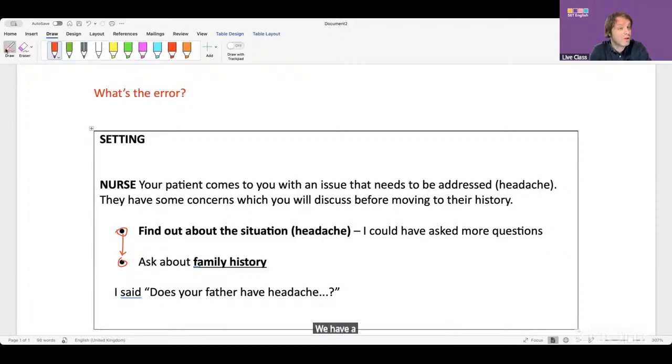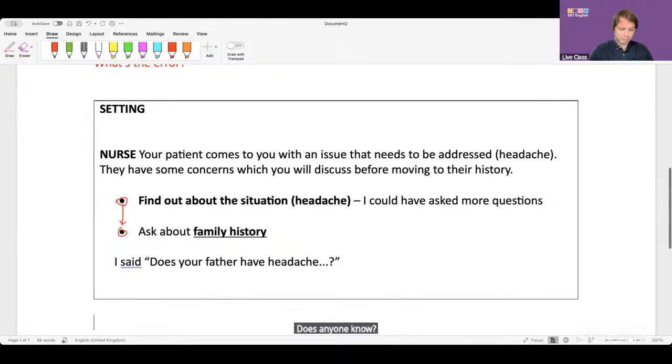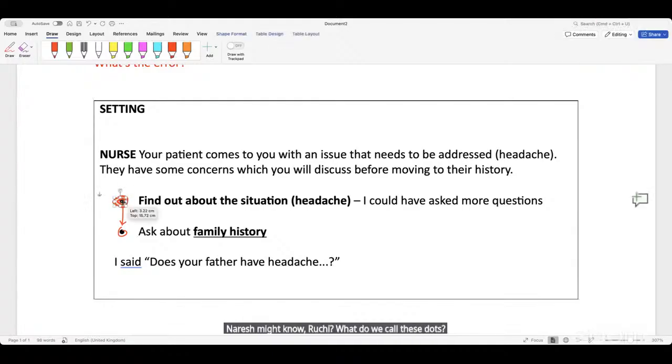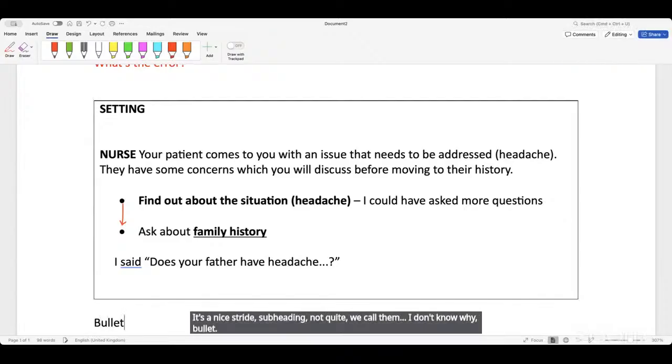We have a very strange name in English for these. Does anyone know? Naresh might know. Ruchi, what do we call these dots? Subheadings? It's a nice try. Subheading, not quite. We call them, I don't know why, bullet points.